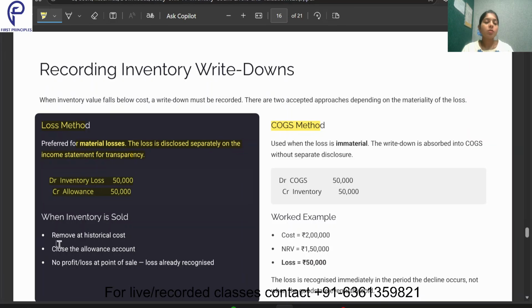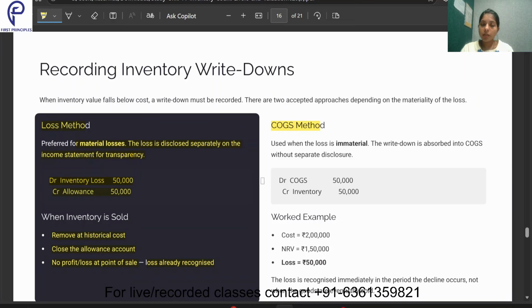Then when the inventory is sold, it is removed at the historical cost. We will close the allowance account, and at the point of sale we will record no profit or loss for the inventory loss, because we have already recognized that loss.